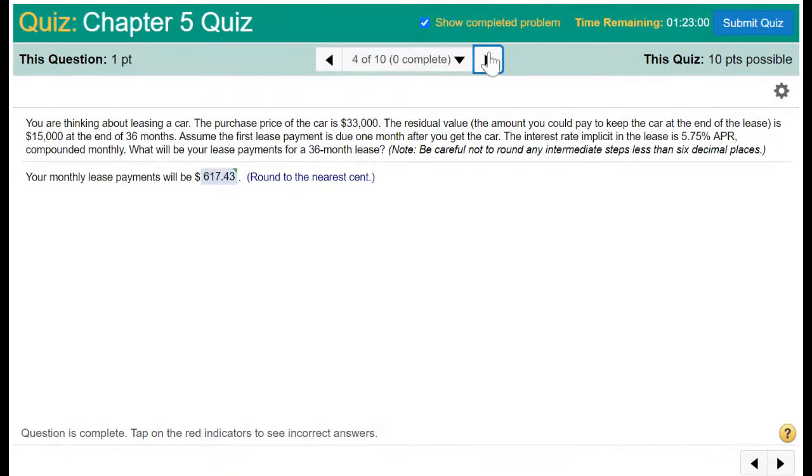Next one. The lease. Take the purchase price of the car, put it down, and put a negative. 33,000, put negative, right? 33,000 and put a negative.